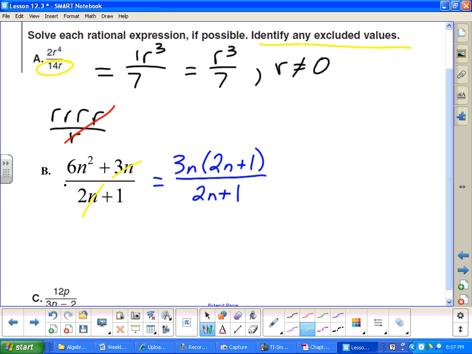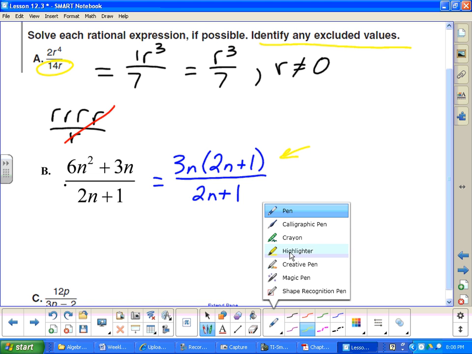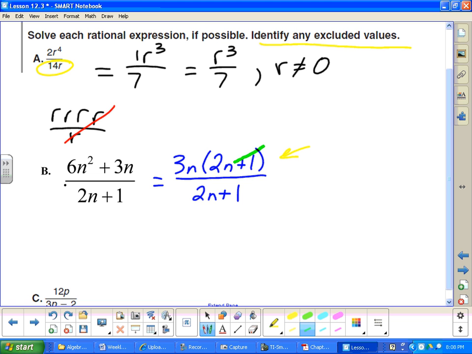To be able to cancel, you have to have common factors. And those are not factors because there's addition going on between them. The only way we can have a common factor is if there's multiplication. So in the numerator here now, we have multiplication going on. 3n times the quantity 2n plus 1 over 2n plus 1. So we can cancel these two because they are common factors.